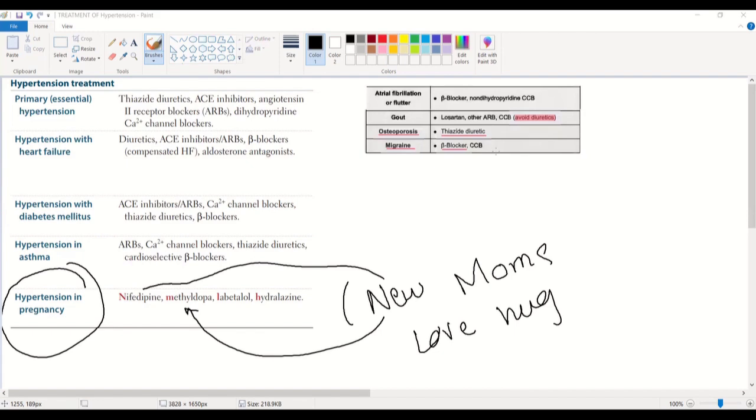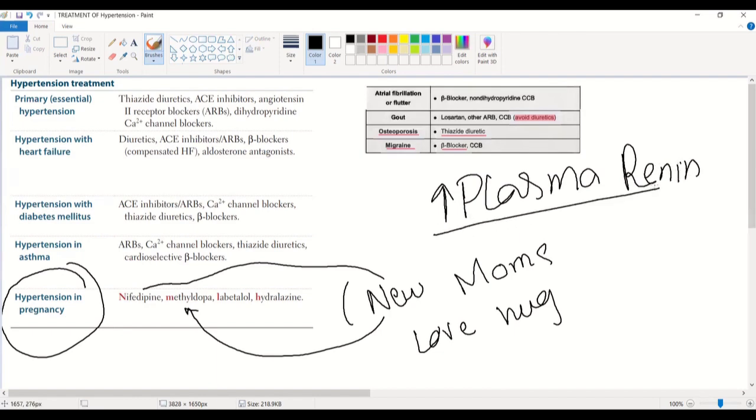Okay. Another high-yield topic: increased plasma renin. Can anybody tell me the causes of increased plasma renin? So it will increase with decreased sodium intake. Decreased sodium intake will lead to increased plasma renin.